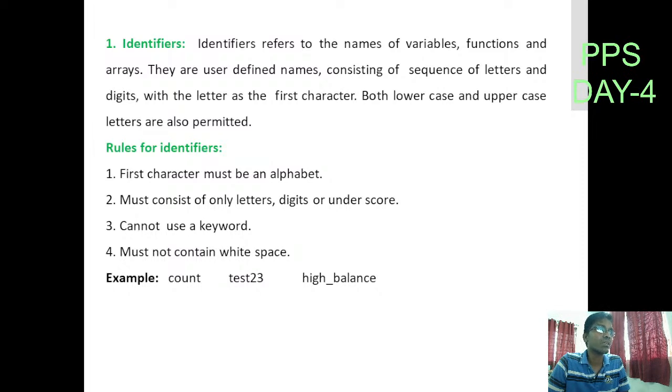So for example, while writing my program, I'm going to write, for example, count. So I'm going to write int count. Then count can be called an identifier. Whenever I initialize count is equal to 0 or count is equal to 5, then the identifier becomes a variable.